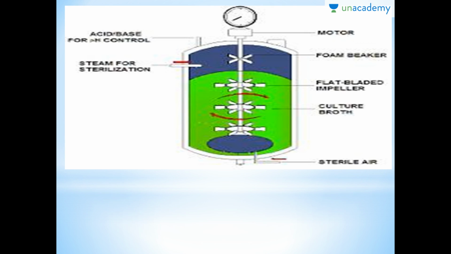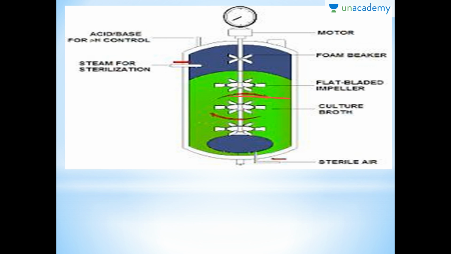Before marketing, because we need the product in large quantity, it needs to be multiplied on a large scale, so bioreactors are used. Two types of bioreactors are used. This one is the simple stirred tank bioreactor. In this you can see sterile air. The air passed into this bioreactor is sterile, meaning it does not contain any microbes or bacteria, so that our culture broth does not get infected. This is the culture broth.